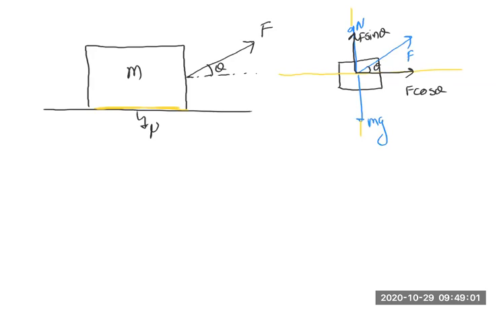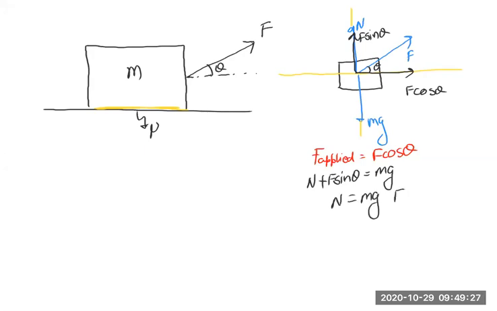okay, now I have to find the right F applied is equal to F cosine theta. Then I have to find the value of n. N plus F sine theta is equal to mg. N is equal to mg minus F sine theta. Then I have to draw friction on the FBD.